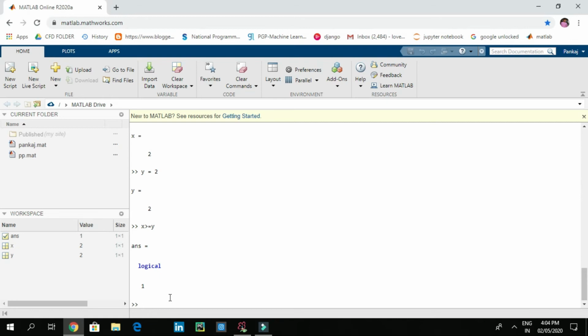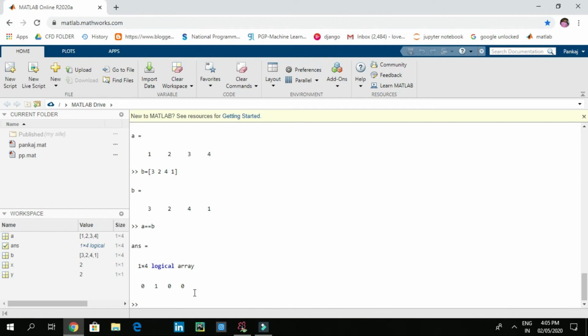So let's give matrix A equal to open bracket 1 2 3 4 close bracket, B equal to open bracket 3 2 4 1, and give A equal to B. It gives 0 1 0 0, which means 1 and 3 are not equal, 2 and 2 are equal, 3 and 4 are not equal, and 4 and 1 are not equal.